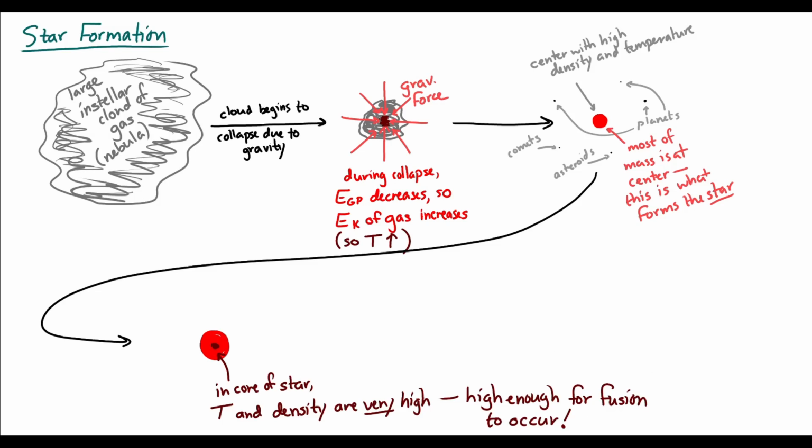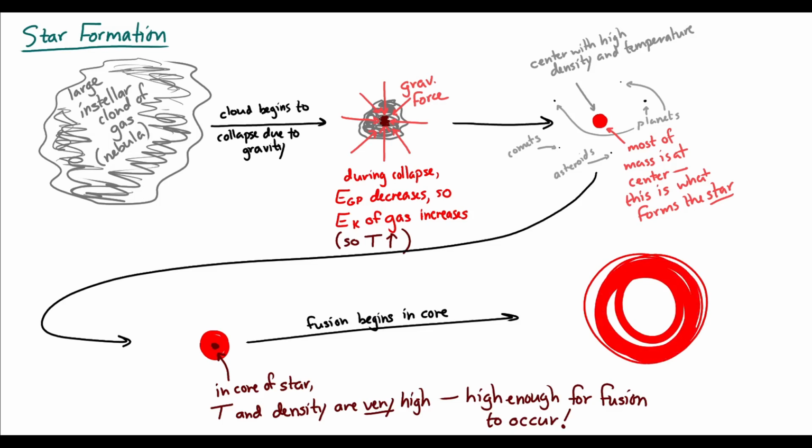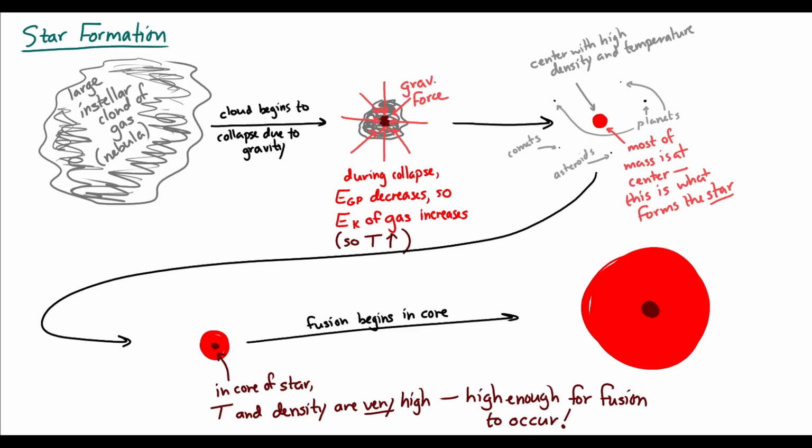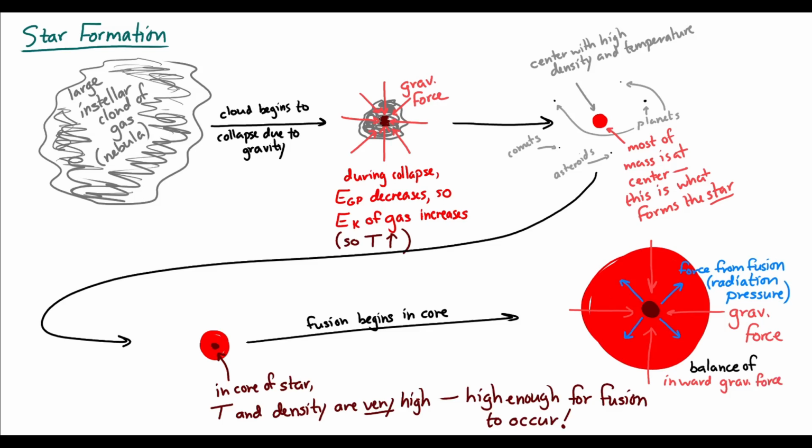Once fusion begins to occur in the core, there is now an outward force. So there's an inward force of gravitation pulling everything together. But once the core is undergoing fusion, there is an outward force from that fusion. We will refer to this outward force as radiation pressure. It's also caused by gas pressure, but we'll just talk about radiation pressure. And the balance between the inward gravitational force and the outward radiation pressure from fusion is called hydrostatic equilibrium.